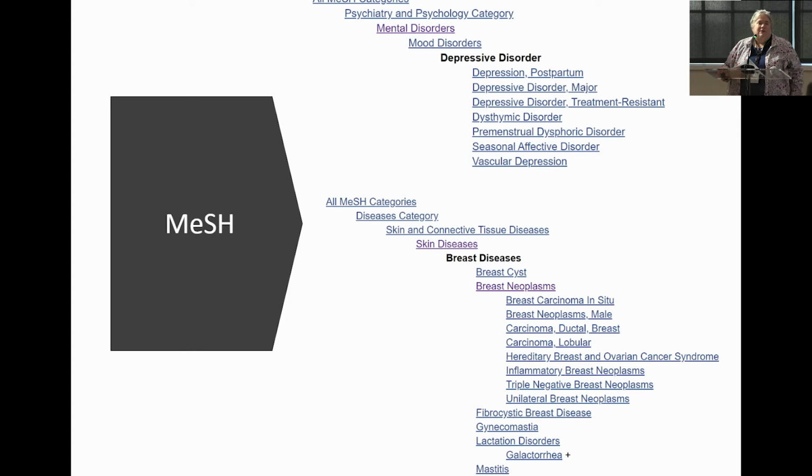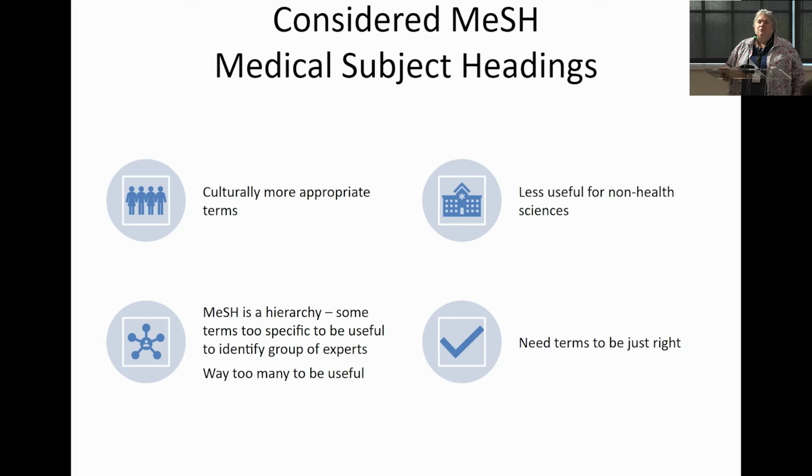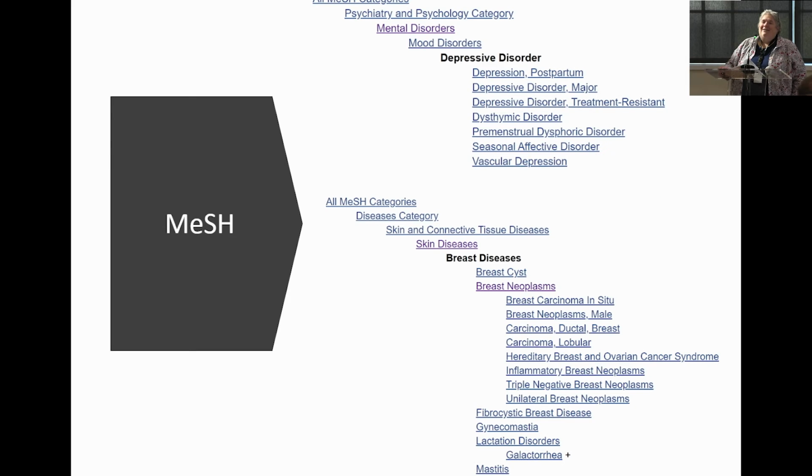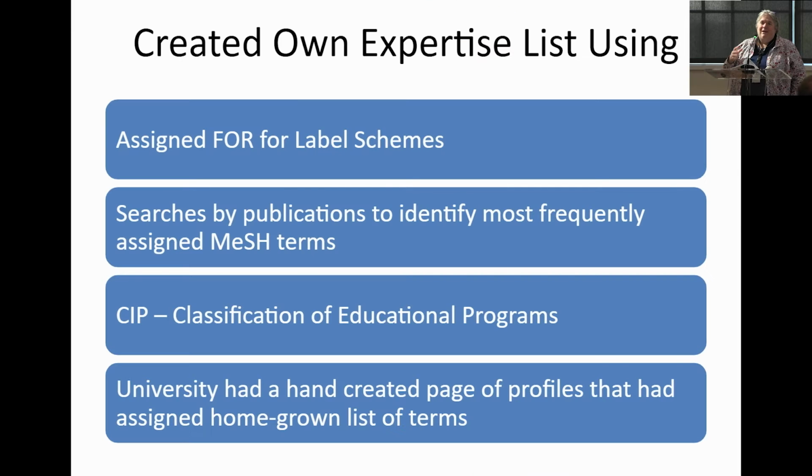If we were to let people get too narrow, then there would be nobody that would line up to have that same expertise, because people would have picked such unique terms that also wouldn't have helped to narrow down groups of people. So FOR was too broad, MeSH was too broad. You know what? Some of them were too broad, some were too narrow. I can't remember which way now. We needed it to be just right. So we then decided to look for our own expertise list.